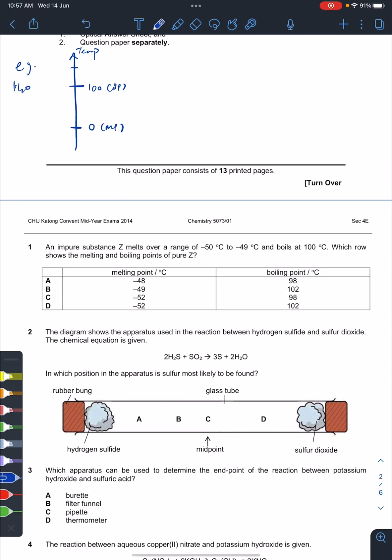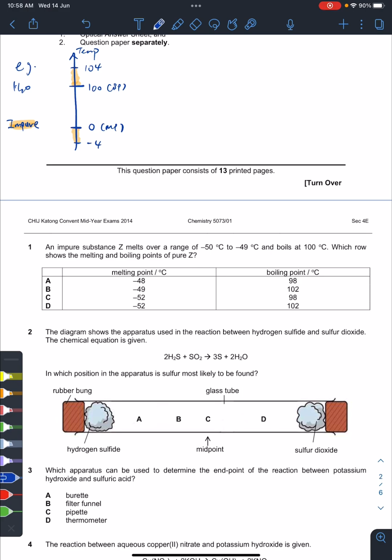So usually, a few degrees above and a few degrees below. I'm going to write the word impure. Impure substances are represented by the orange color. An impure substance will boil at 100 degrees to a few more degrees above it, whereas it will melt at 0 degrees to a few degrees under it. So that is the trend.